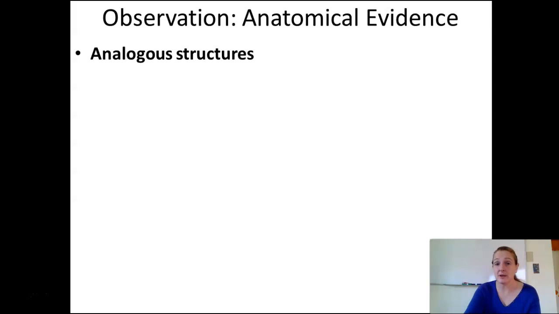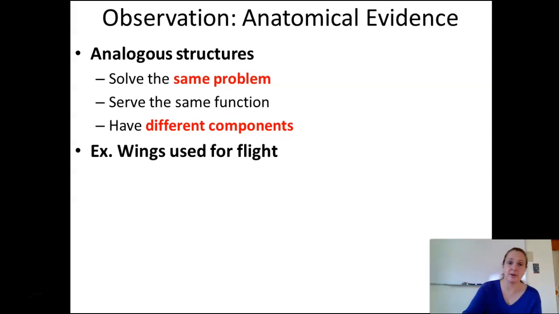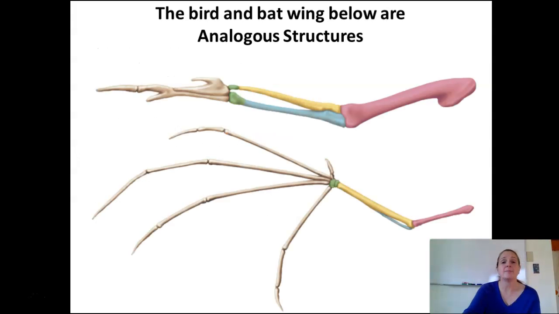Another thing that we'll be looking for is analogous structures. Now again, analogous structures are used to solve the same problem. They serve the same function for different species, but are made of different components. So when we look at flight, there are a lot of different wing-like structures that can be used for flight. On the top we see a chicken wing. When we look at all bird wings, the bones are sort of similar to mammals. There are some significant differences that you have to get into ornithology to really understand.